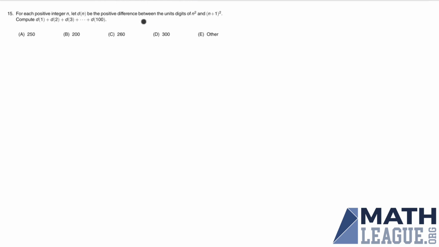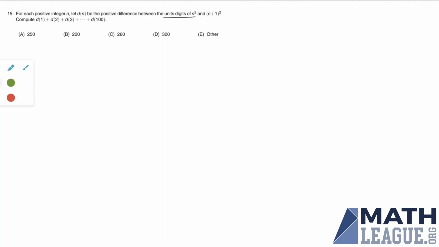So there's a lot of values here. There's 100 of them, and we have to sum them all together. Now, doing that manually, it's going to take a bit of time. So let's see if we can find some patterns. The first thing we notice is that we only care about the units digits.